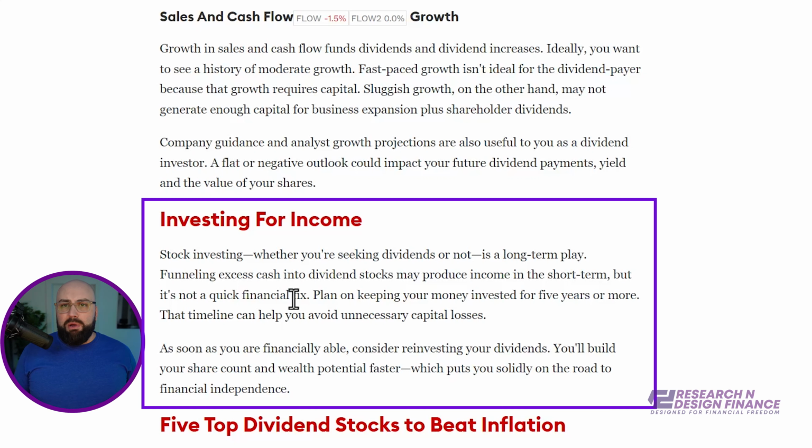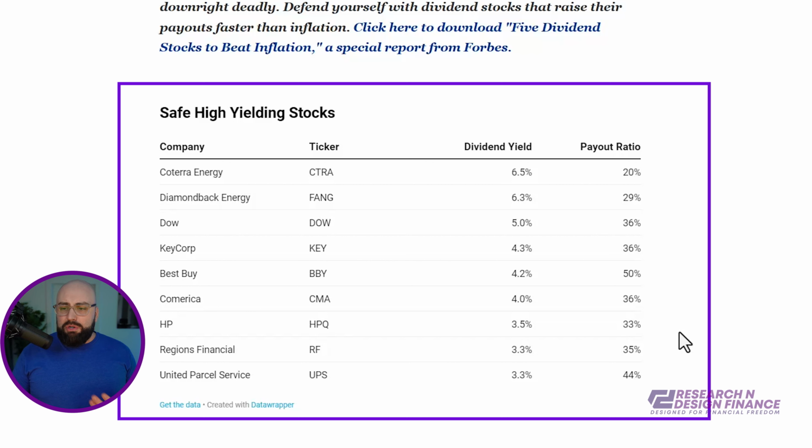Now, this article in particular goes over some stocks, and we actually look at the yield. These are stocks that are not in my portfolio, but I did like this article, and I will make sure I link it down below. Some of the safe high yielding stocks they put in here are Coterra Energy, Diamondback, Dow, Best Buy, HP, Regions, and KeyCorp, which is KeyBank.